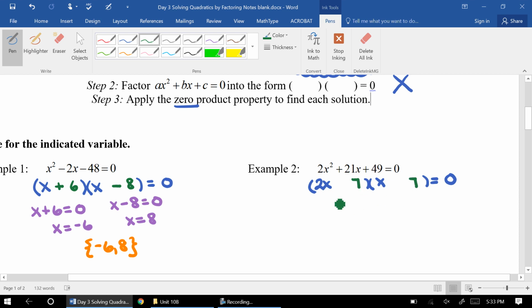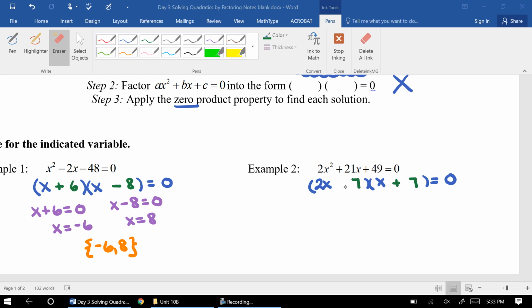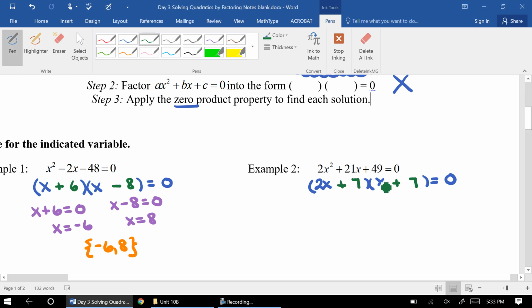If I think about what happens when I multiply the outside terms, I have 2x times 7, which is going to give me a positive 14. And the inside terms are going to be 7x. So 14 plus 7 is going to sum to 21. So I know I have it factored correctly.